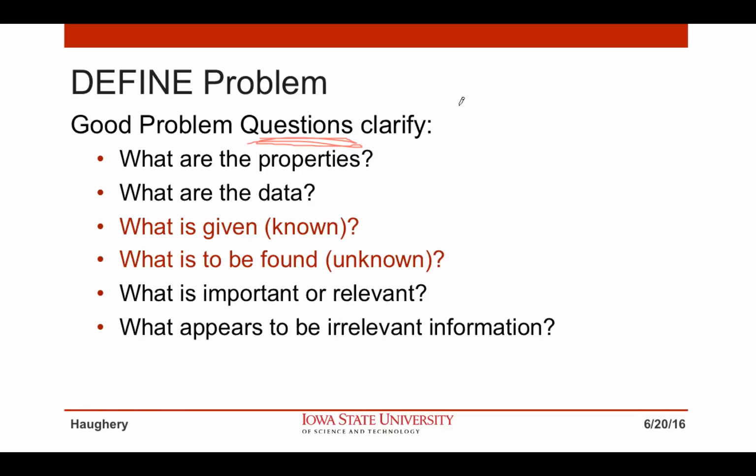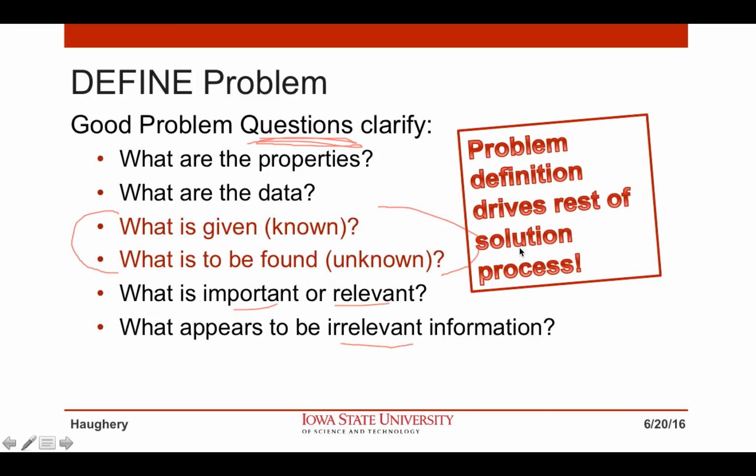But really the two things that stick out are, what do we know about the problem and what don't we know about the problem? Because 9 times out of 10, we're going to try and find out what we don't know about the problem, and that relates to our solution. Of course we need to know what's important or relevant, and also what's irrelevant. But really, taking these two, given or known and unknown, can help us boil down our problem into a question.